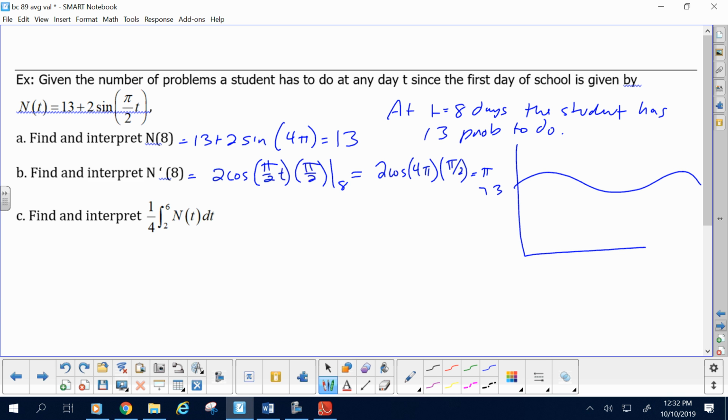It helps to dump prime notation and think instead Leibniz notation. So think dN/dt to remind you that a derivative is a rate. Second, anytime you interpret a derivative, we talked about how you should always interpret the sign. So in this case, what do you make out of this? So at t equals 8 days, what's going on?